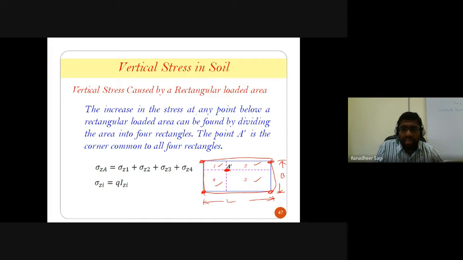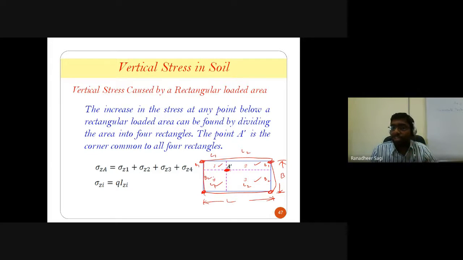Rectangle 1 has the length L1 and width B1. Rectangle 2 has the length L2, whereas width B1. Those are the dimensions I am talking about. Rectangle 3 has the length L2 and width B2. Rectangle 4 has the length L1 and width B2. So the length and width dimensions of rectangles 1, 2, 3 and 4 are all known to me.